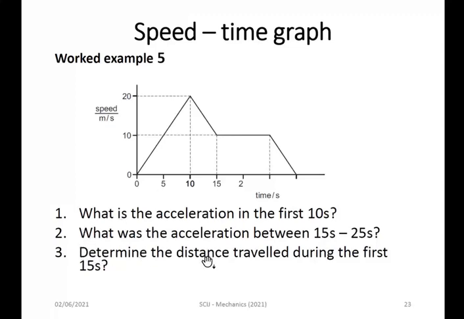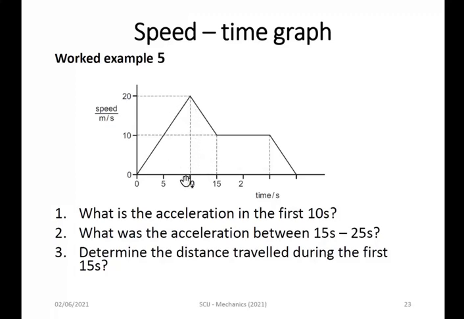Now we are supposed to determine the distance traveled during the first 15 seconds, from here up to here. So we are going to calculate the area under this portion of the curve. For area, we do length times breadth. If it is a triangle, we use half base times height. For this graph, they've divided it into one big triangle here, then another small triangle here, before a rectangle here. You just have to calculate the individual areas and add them up.